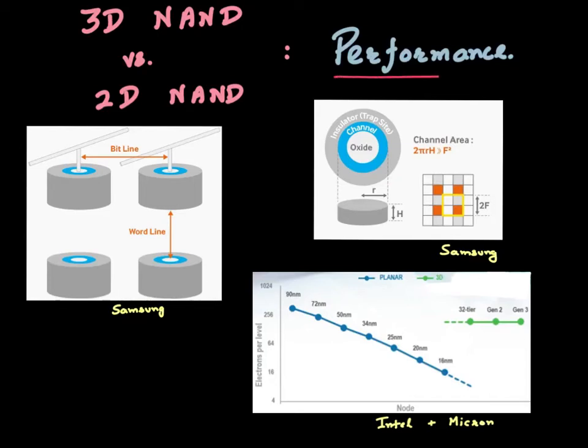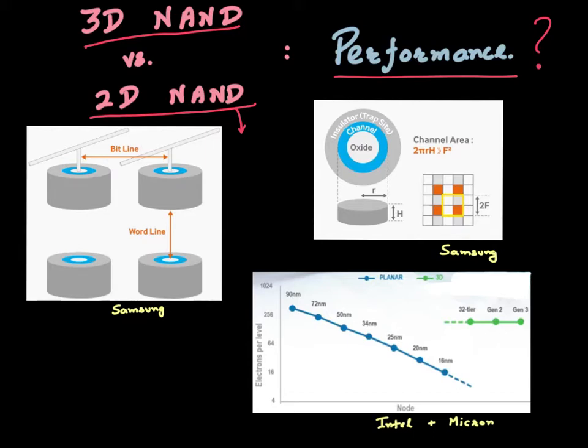In this video, let's compare some of the key metrics related to performance, and let's see how the 3D NAND flash memory stacks up against the 2D NAND. So before I go into that, I want to say why the industry moved from 2D NAND to 3D NAND.